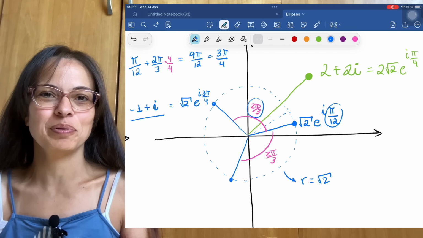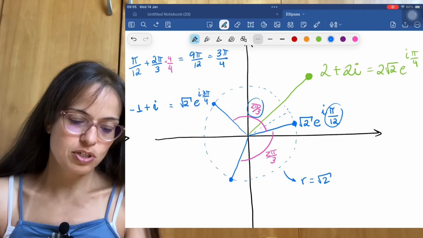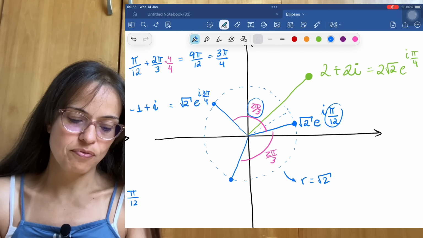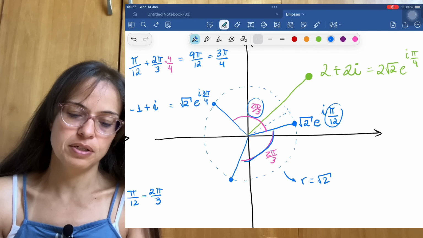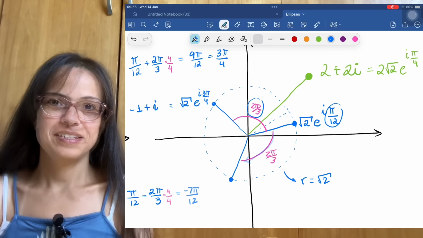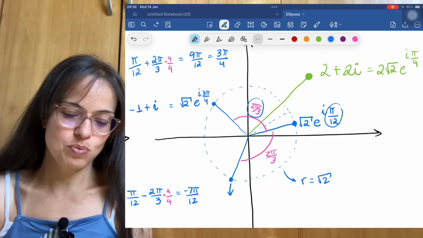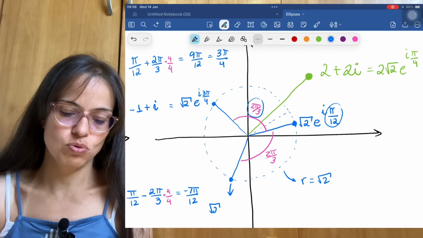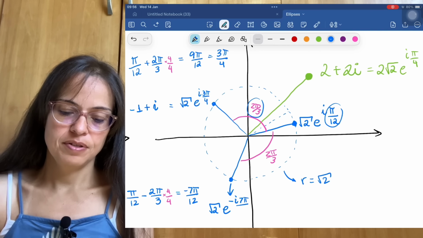It's just minus 1 plus i. But for the other one, I'm probably not going to do that, because it's going to be pi over 12 minus 2 pi over 3 this time, because I am moving in the opposite direction in the circle. That's negative 7 pi over 12, which is just a strange looking number. So let's write down our third solution to the equation is exactly this.